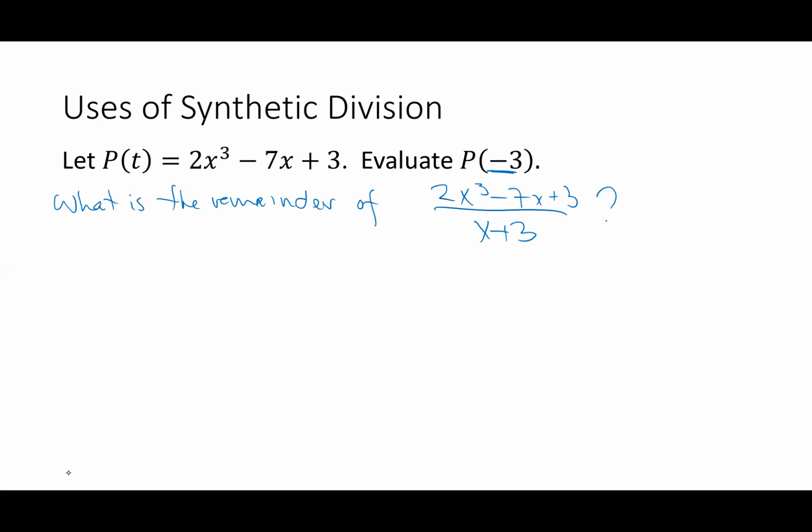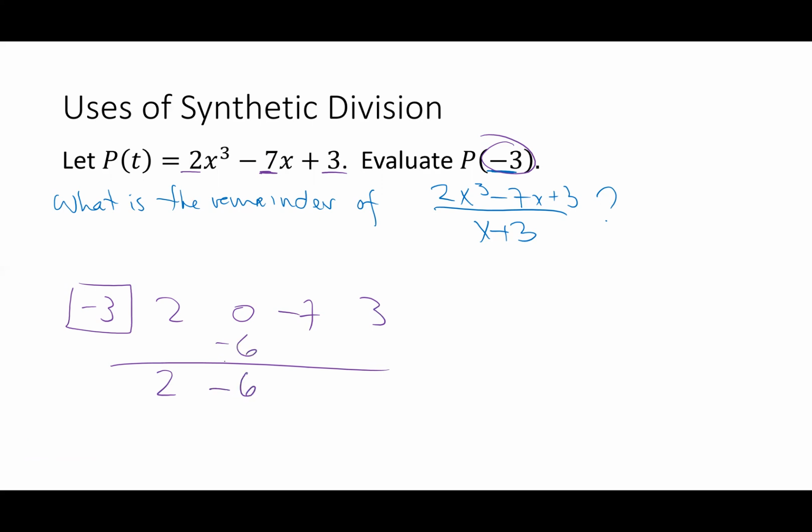I think you're going to find it's actually easier to do synthetic division than it is to just plug the number in. So p of negative 3, so negative 3 goes in my little box. My coefficients, I've got a 2. I don't have an x squared, so that's going to be a 0. And then I've got my linear negative 7, my constant 3. Drag my 2 down. 2 times negative 3 is negative 6. You guys are going to get really fast at this, by the way. Negative 6 times negative 3 is 18. Negative 7 plus 18 is 11. Times negative 3 is negative 33. Plus 3, and I get negative 30.